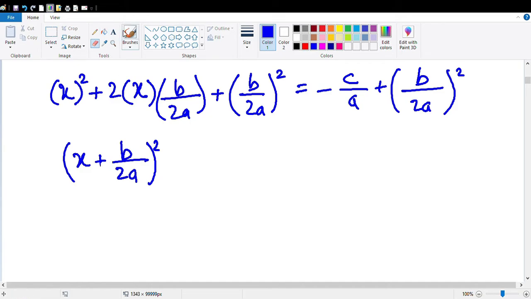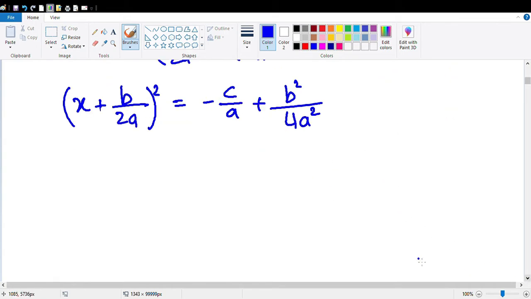Anyway, so it will be equal to negative c over a plus, if we simplify or expand it, we get b squared over 4a squared, because b's square is b squared, and 2a squared is 2 squared and a squared multiplied together. So 2 squared is 4, a squared is a squared, so 4a squared.